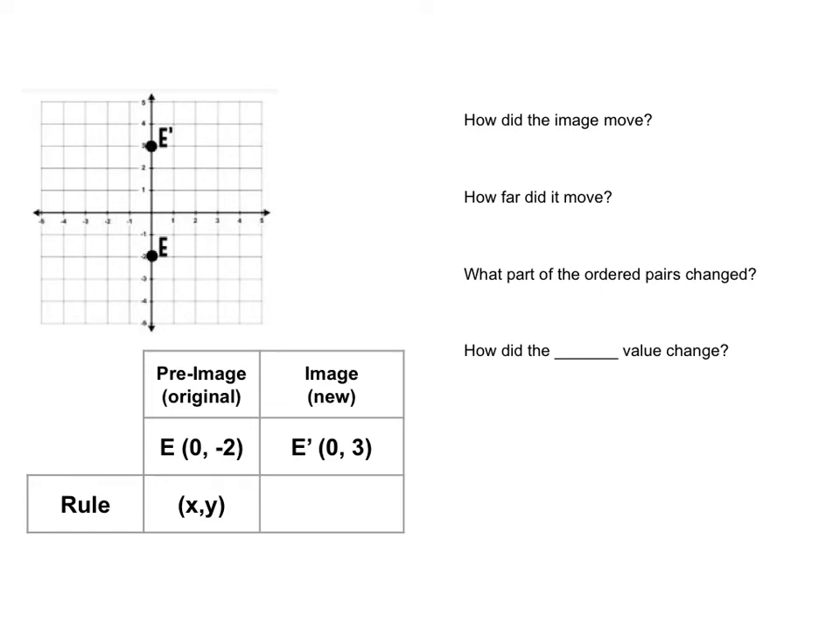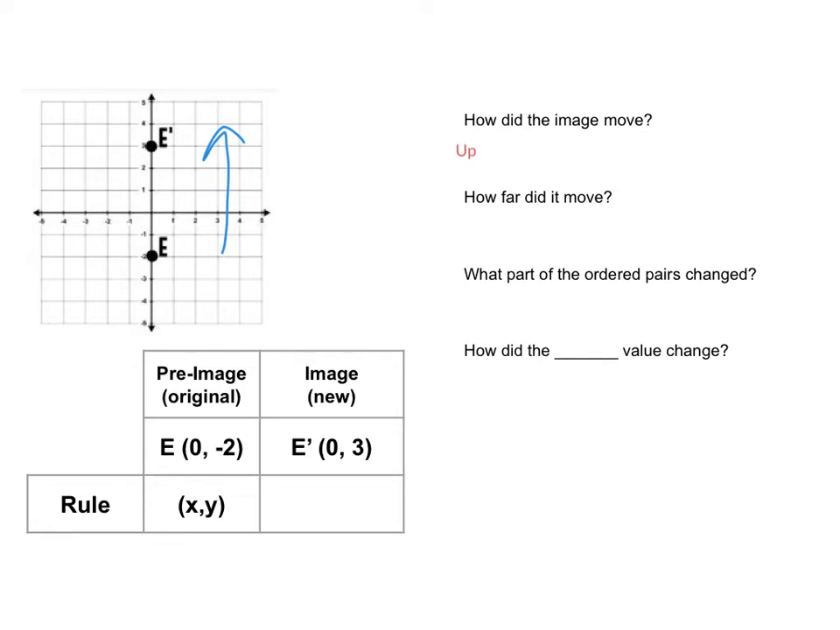So we're going to look at this pre-image E and image E prime to determine how did it change. First, I want to start off by just looking at the graph. So if I look, I go from E to E prime. So I'm moving up. So that will answer our first question, how did the image move? It moved up.